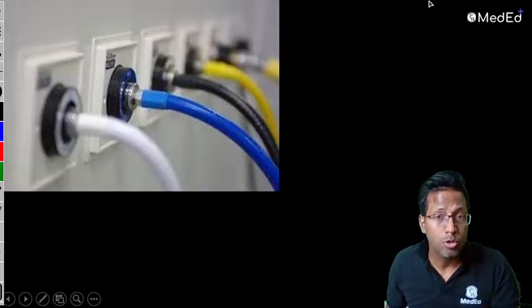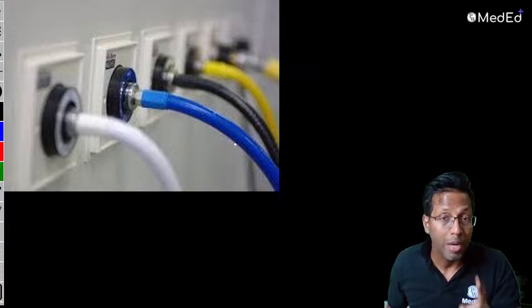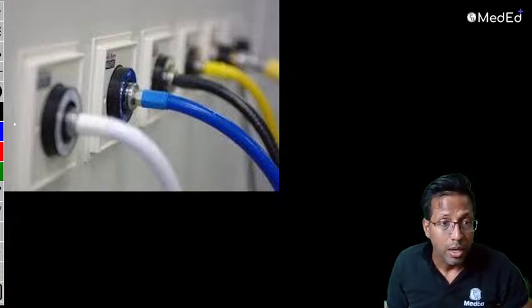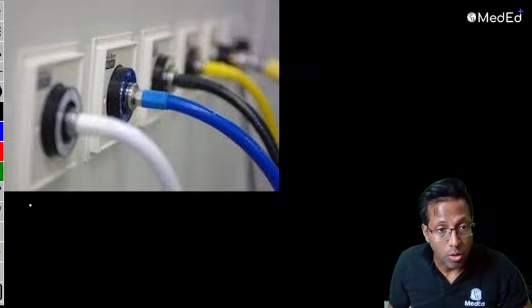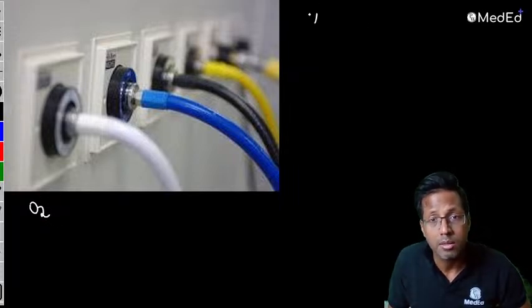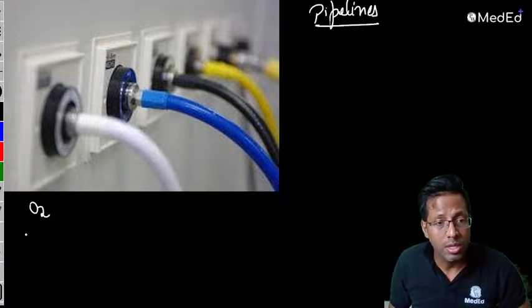Now, you are also supposed to know the colors of the pipelines. So these are the pipelines. Pipelines are part of the intermediate pressure system, right? So the first one which you can see is oxygen. Remember, oxygen is always white in color, right? So wherever there is oxygen, there is always white in color. So oxygen is always white in color.